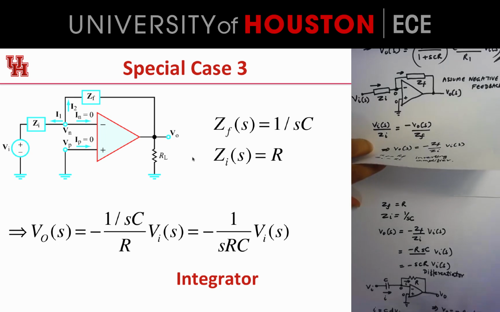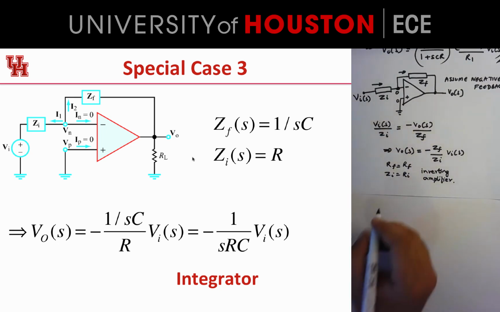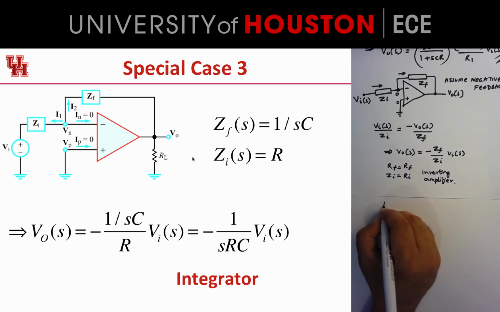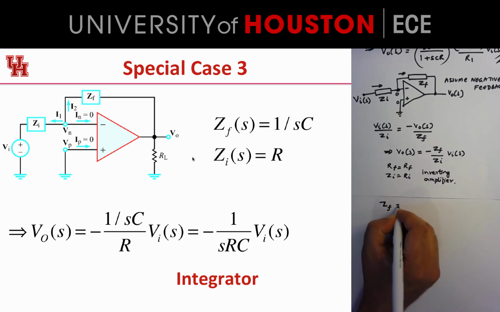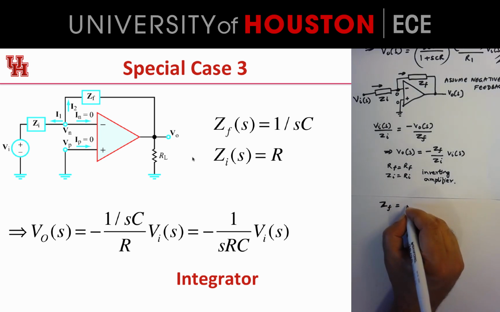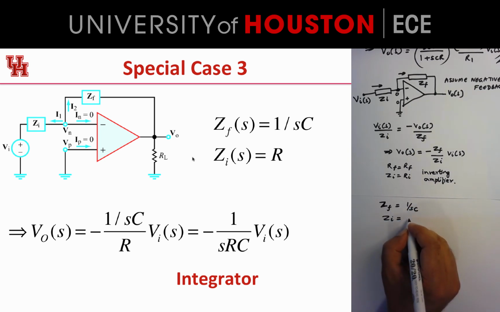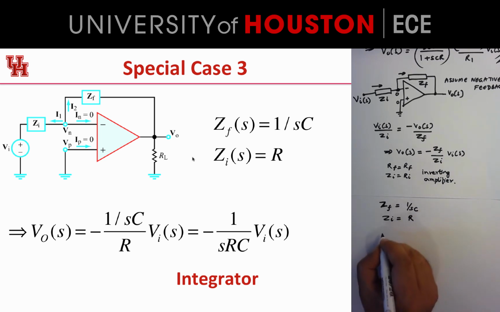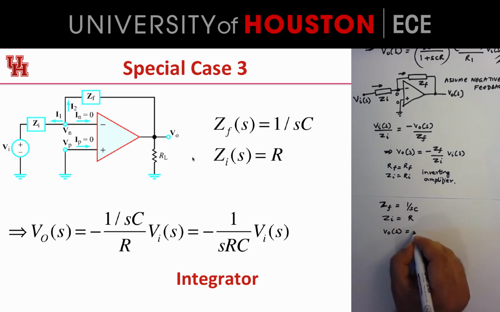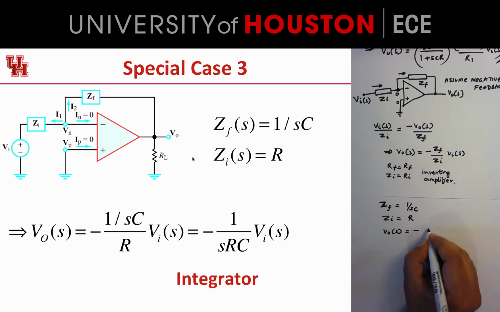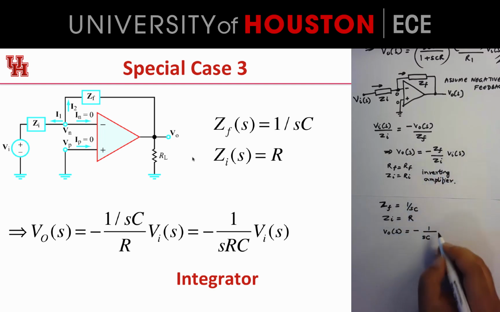So suppose now that I set ZF equals a capacitor, so it's 1 over SC, and ZI is a resistor, so it's just R. Then VO of S equals minus ZF, which is 1 over SC, divided by ZI, which is R, times V input S. So this is minus 1 over SCR VI of S.